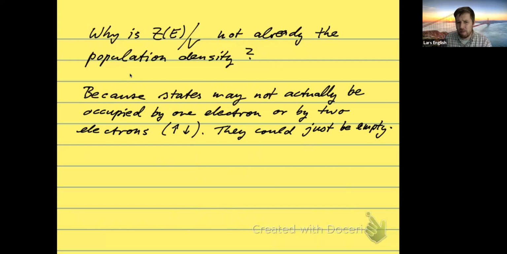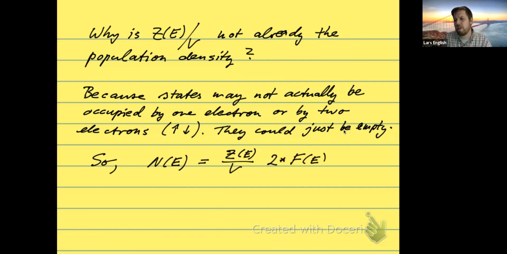So quick answer is these states could actually just be empty. So yes, there's a state there, but no electron actually occupies that state, so it shouldn't count towards the population density. It counts towards the density of states because there is a potential state there, but it shouldn't count if it's empty. It shouldn't count towards the electron population density, because we have to have that state actually occupied by one or two electrons in order for it to count.